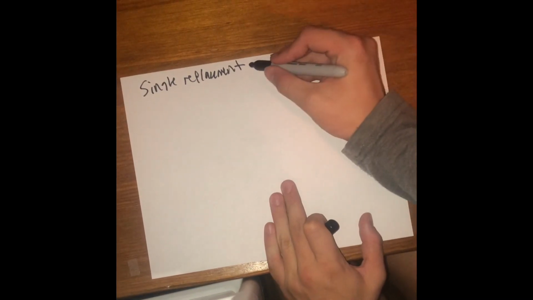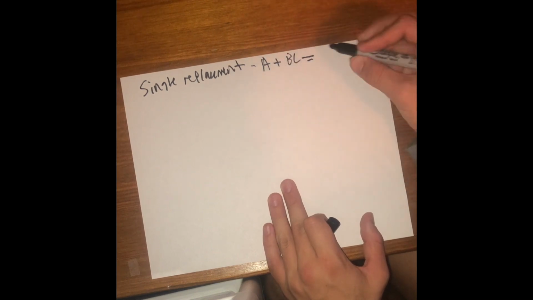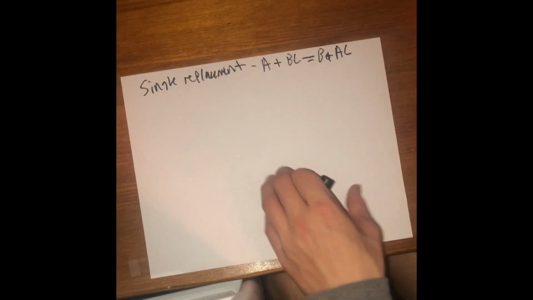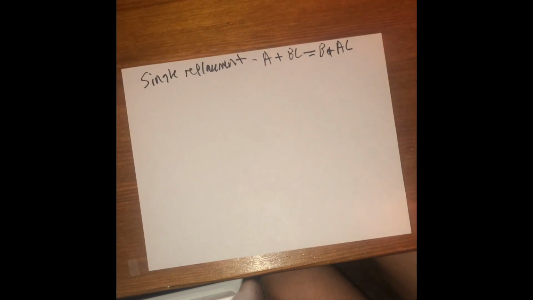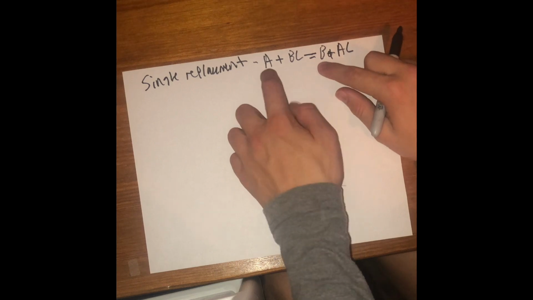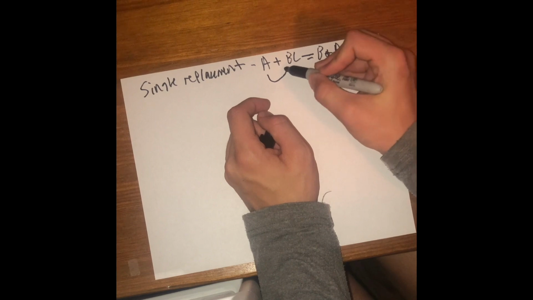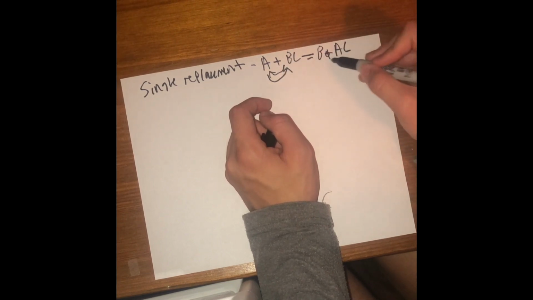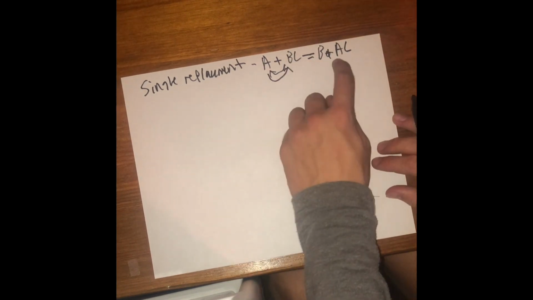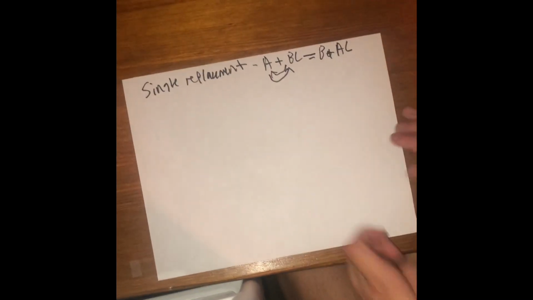Single replacement. The equation is A plus BC is equal to B plus AC. That is the magical equation. Single replacement is the switch between two elements, the A and the B, because of reactivity. So the A comes in, B comes out. You can see that they switched because A is more reactive than B. That's why the switch occurred: A has a higher reactivity than B.